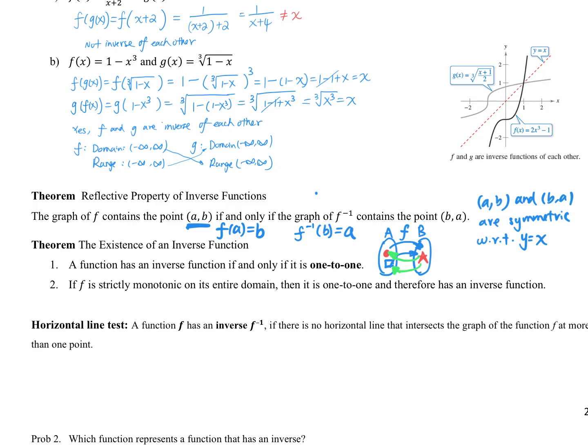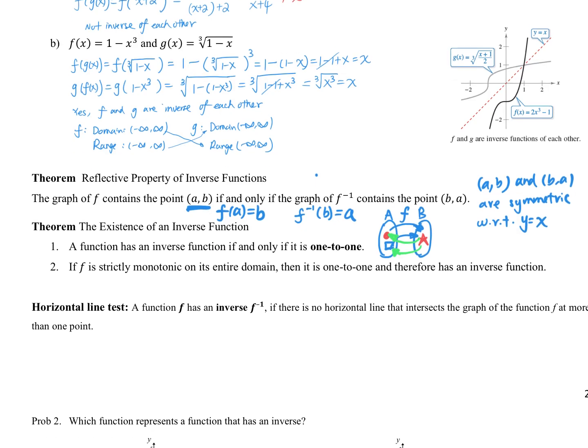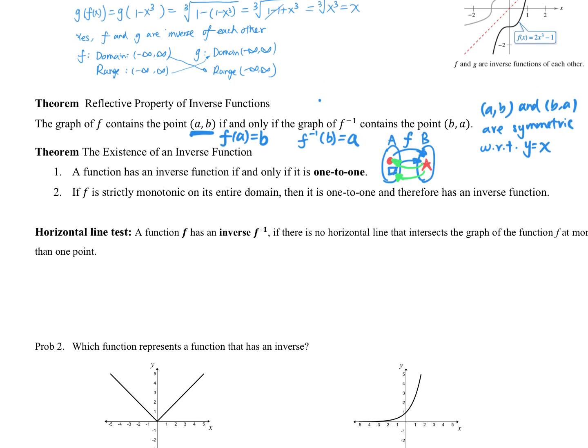Now let's review the horizontal line test. This rule says a function f has an inverse if there's no horizontal line that intersects the graph of the function at more than one point. That means every horizontal line you draw will intersect the graph at one or fewer points. Okay.